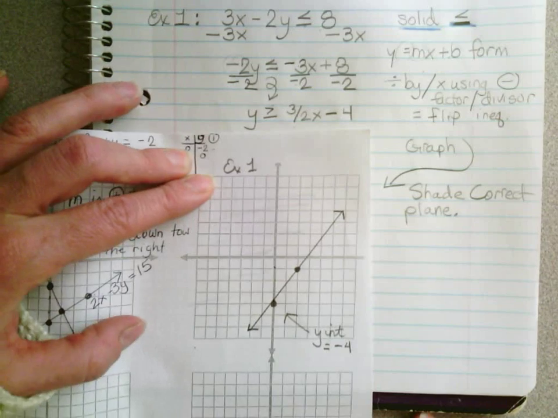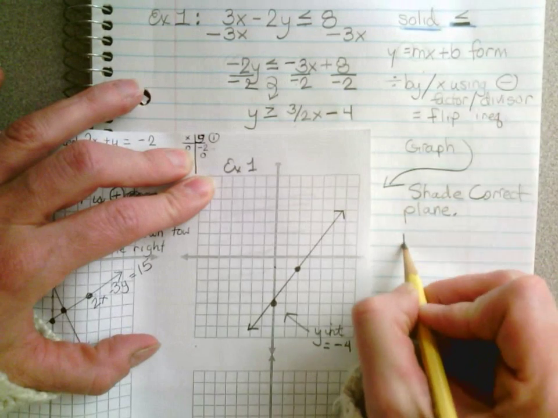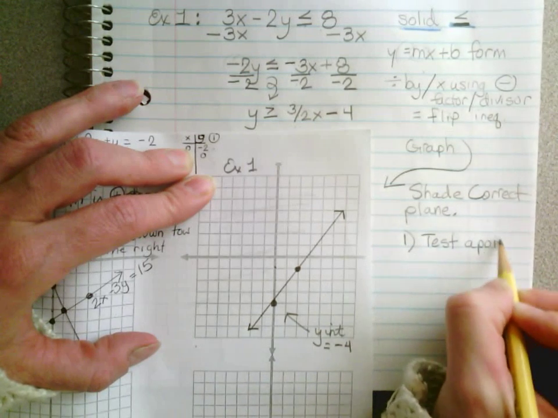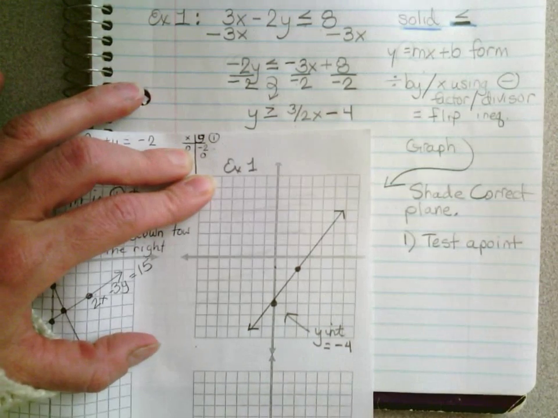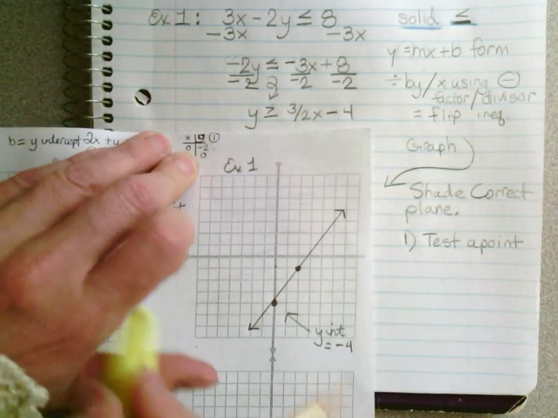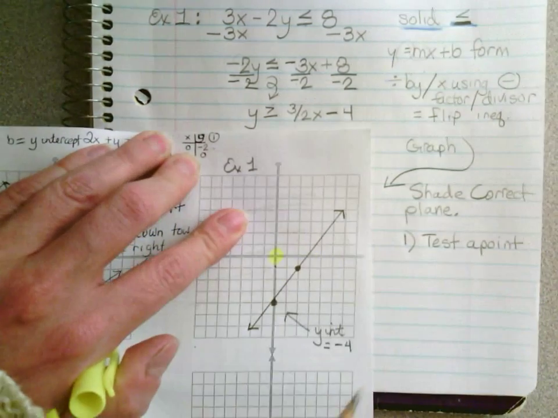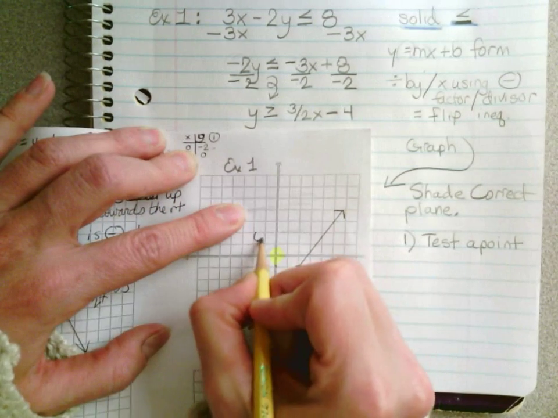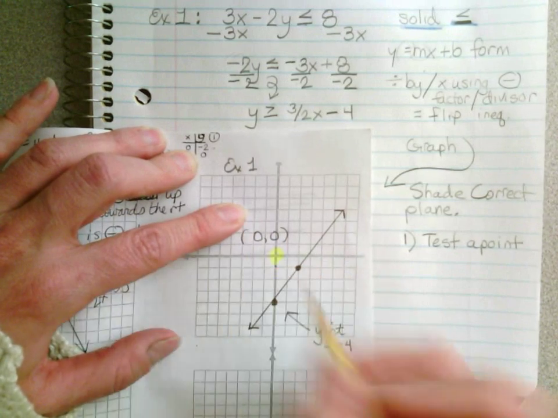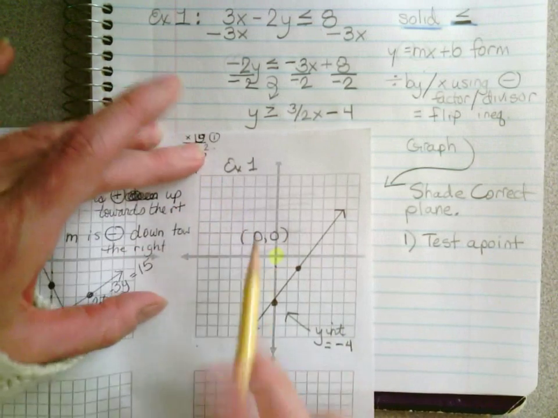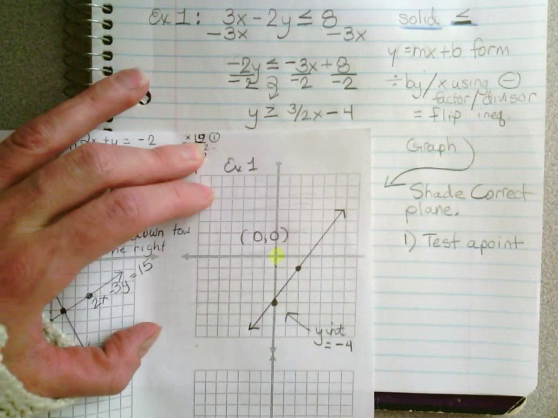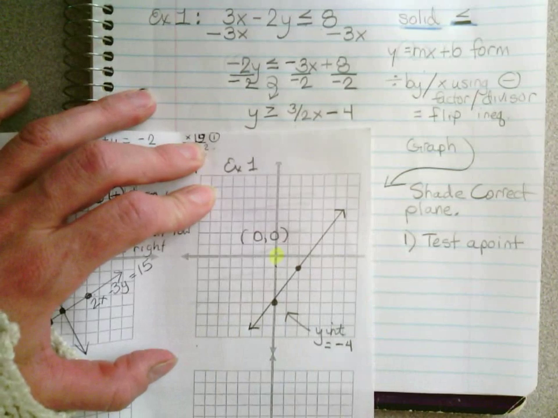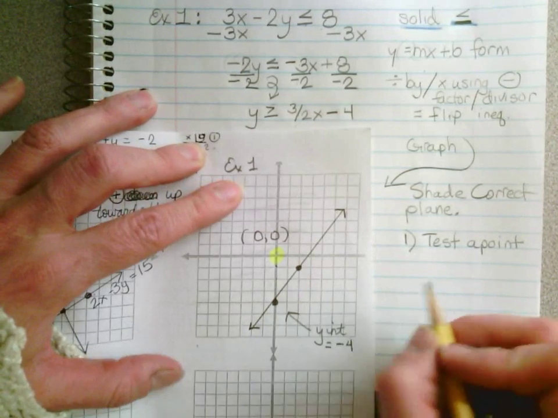The better way to ensure that you're correct is to test a point. I love, whenever I can, to test the origin. If it's on the line, you can't. But if it's not, you can. So I'm going to test 0, 0. If 0, 0 is true, then this is the side I shade. If it's not true, then it has to be the other side. Okay? So we're going to test 0, 0.